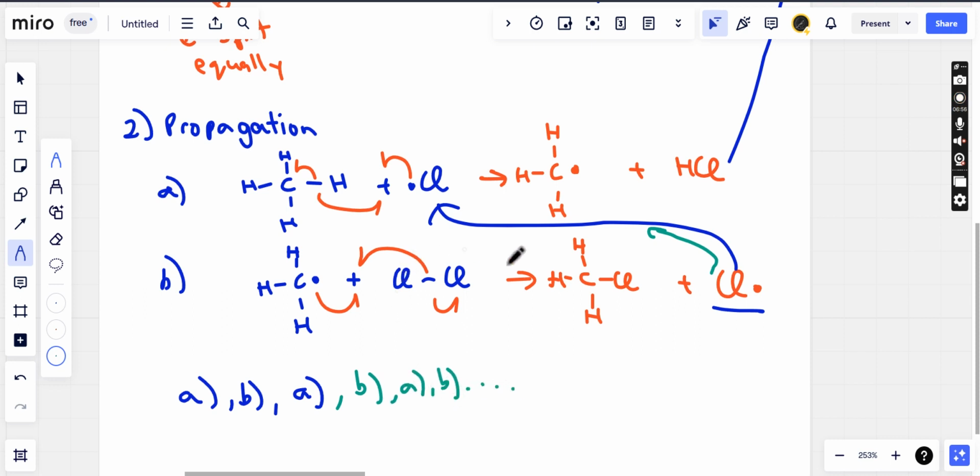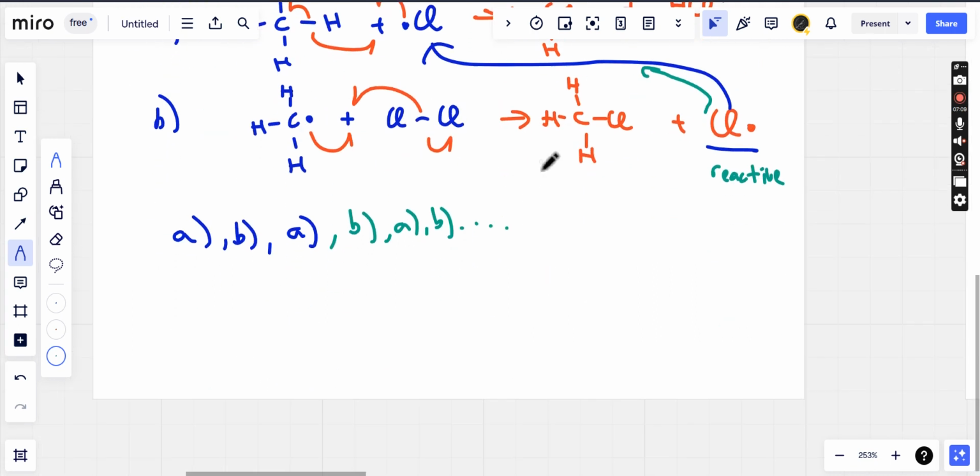Yeah, and radicals are very reactive, so the reaction will happen very fast, and you only need a small amount of chlorine radicals for this to keep happening.